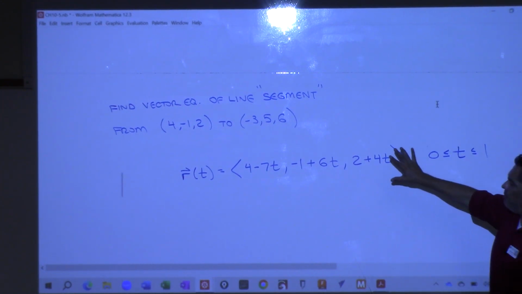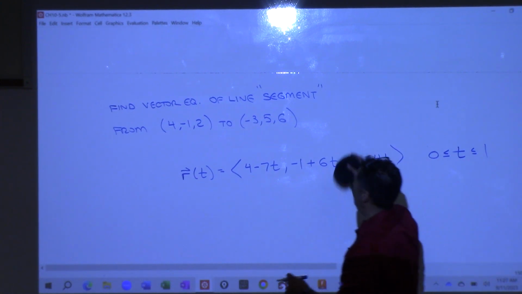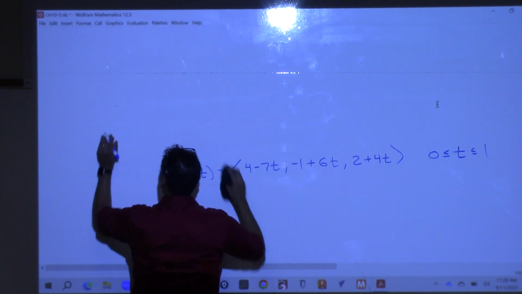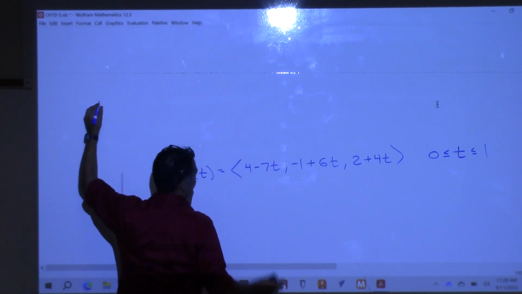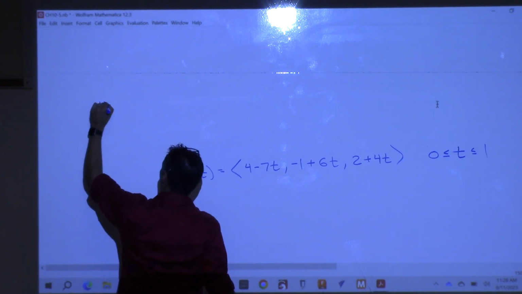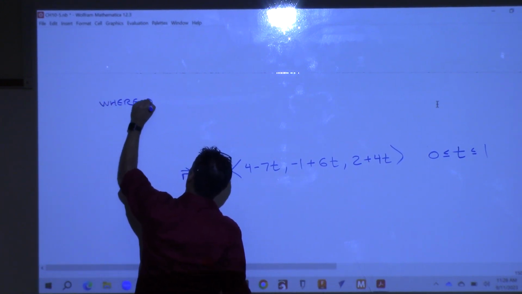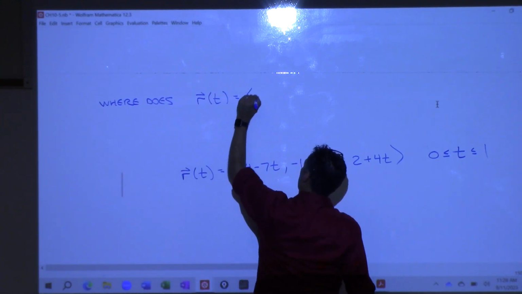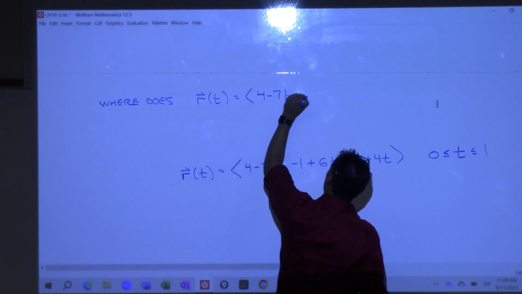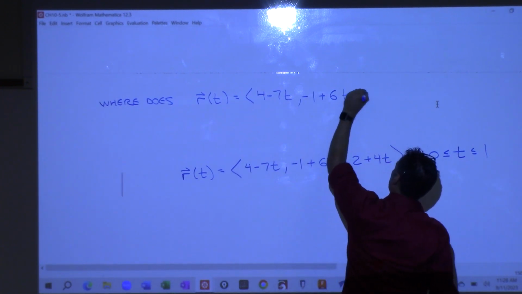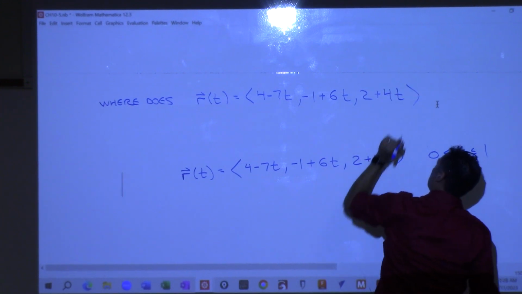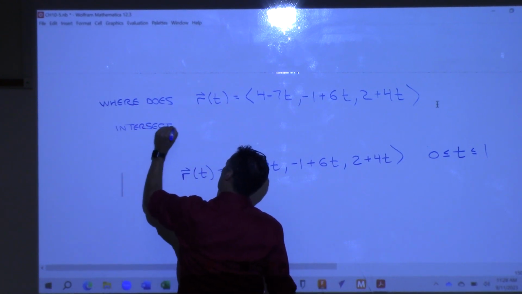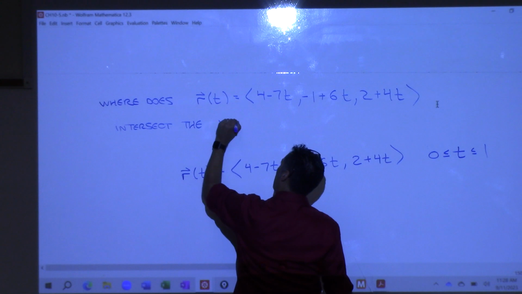For the previous problem, let me write it down here. My question here is, so this is a different problem. I'm going to erase this. Where does r of t equals 4 minus 7t, negative 1 plus 6t, 2 plus 4t intersect the YZ plane?